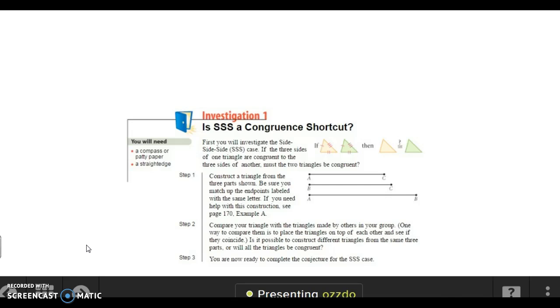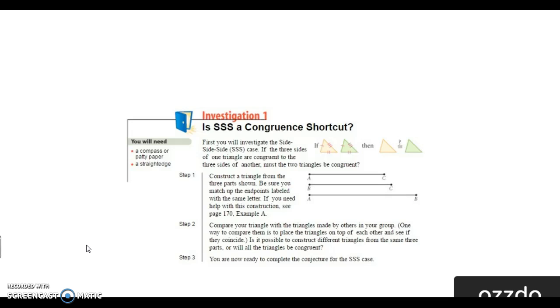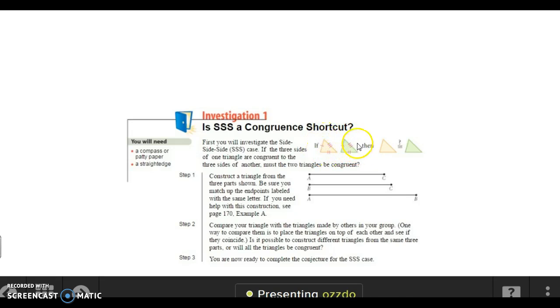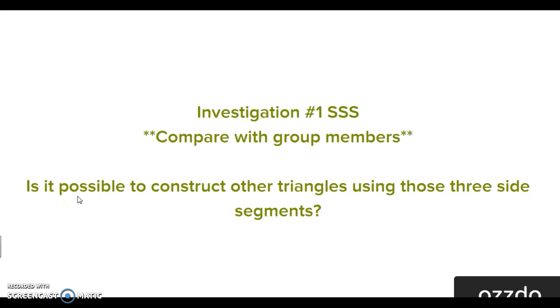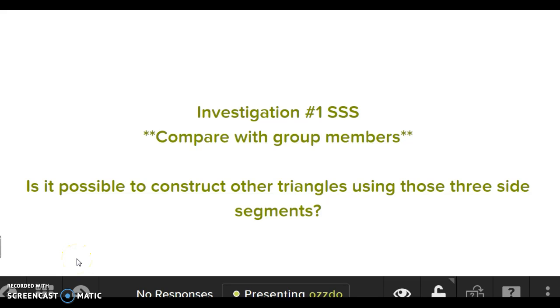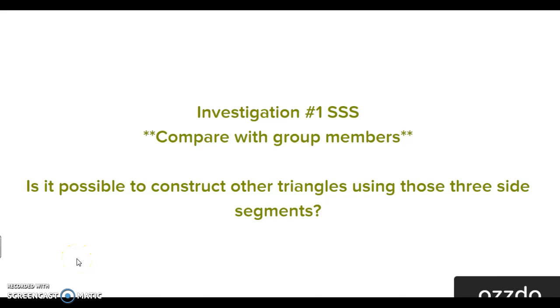The first investigation is the side, side, side. So if we know all 3 sides are congruent to one another, can we say that the entire triangles are then congruent? So you're going to construct ABC using these measurements in your book. And then you're going to compare with your other group members. Okay, so on the next slide, compare with your group members, and then did you all get the exact same triangle, or were there different triangles? So please pause the video and take a minute to complete investigation 1.